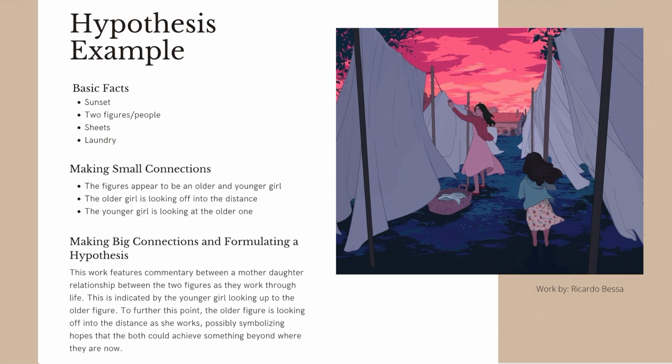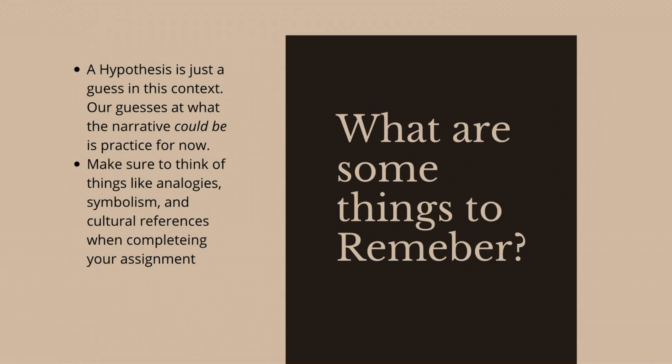And I kind of elaborate on that with my 2 pieces of evidence by saying this is indicated by the younger girl looking up to the older figure. To further this point, the older girl is looking off into the distance as she works, possibly symbolizing hopes that both could achieve something beyond where they are now. So that's a super short example.